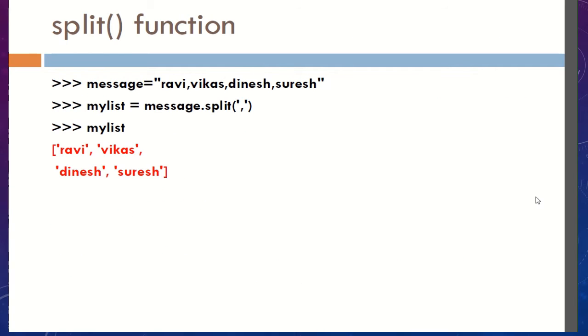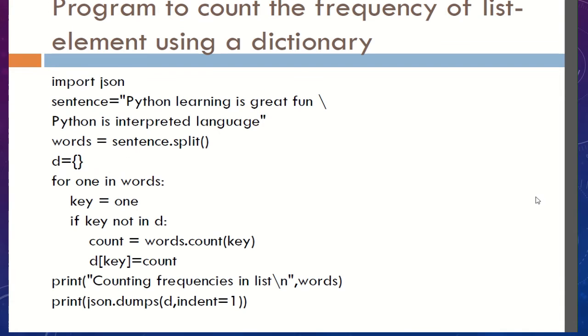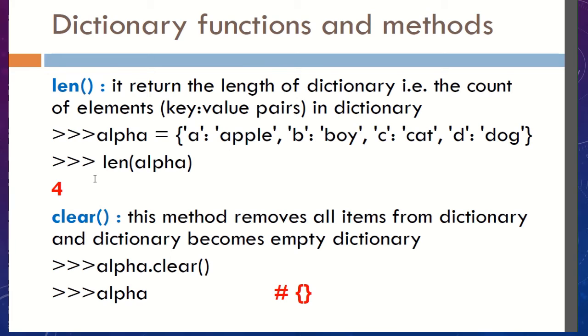Okay, next is your program to count the frequency of list elements. So this is a program that is available, we'll see it later. Next, dictionary functions and methods.